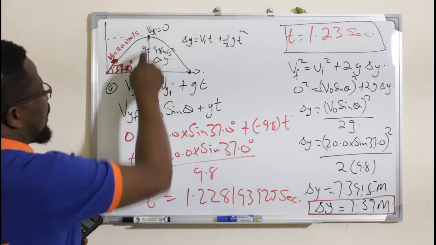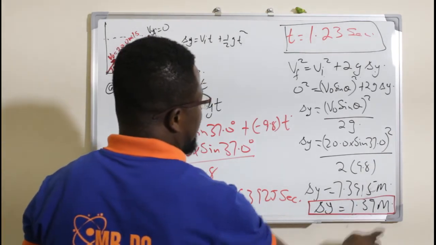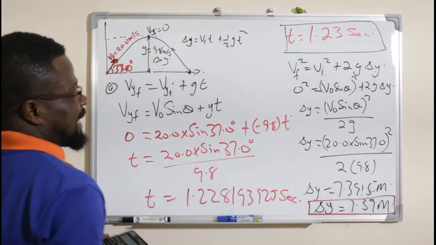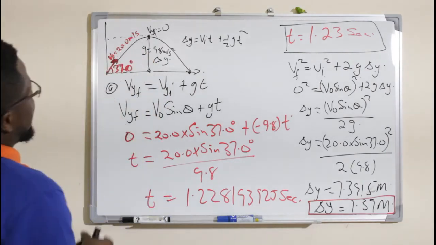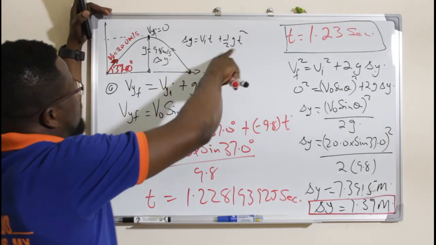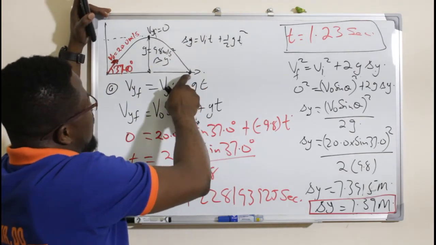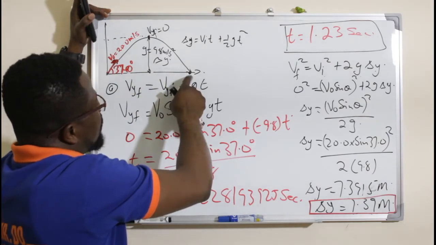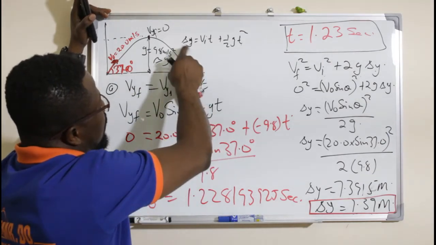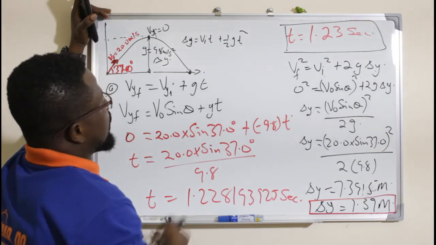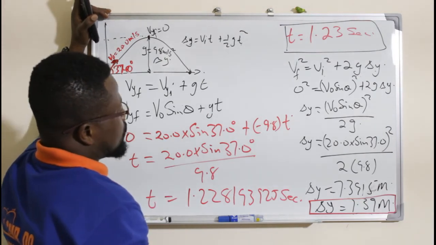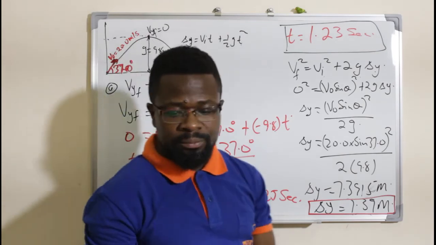So from here to here is going to be 7.39 meters. As I said to you, we can find the time that it will take the ball to reach the ground, and then we will use that as well to calculate the change in y, and we should have that value as well. Okay, let's look at the next question.